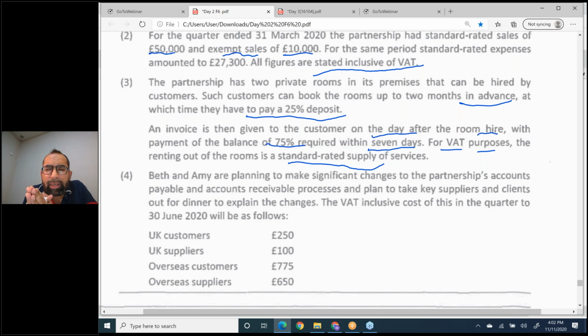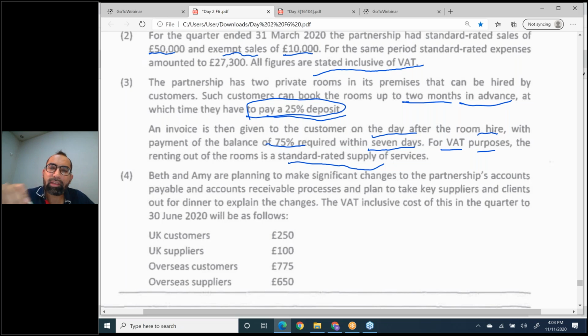But the second step: if you have received advance before the basic tax point, then for that advance amount, the actual tax point is the date when you receive the advance. So for this 25% deposit, we received this deposit 2 months before. For this 25% amount, the actual tax point is the date when you receive this deposit. So your first answer for this 25% deposit is the date on which you receive this deposit.